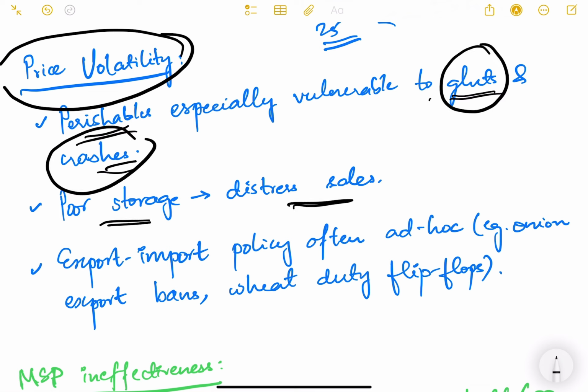Poor storage leads to distress sales. Farmers don't have a place to store. There are no cold storages. Subsidized price cold storages are not there. So distress sales are also done by the farmers.